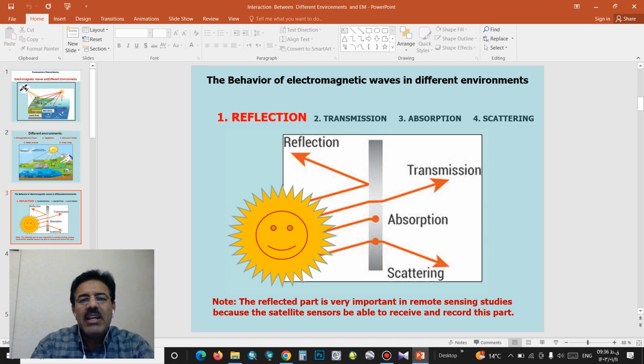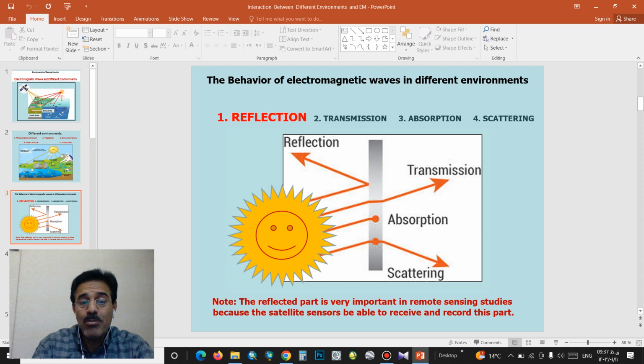The behavior of electromagnetic waves in different environments: reflection, transmission, absorption, and scattering. When the electromagnetic waves arrive in different environments, four states occur. For example, reflection, transmission, absorption, and scattering.